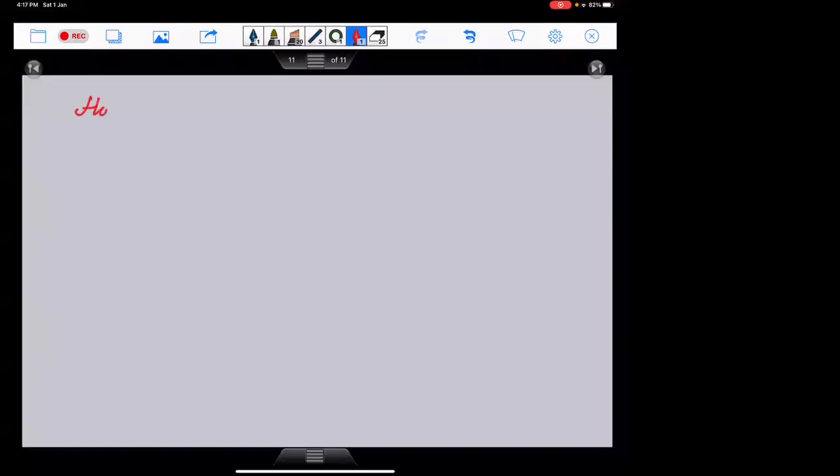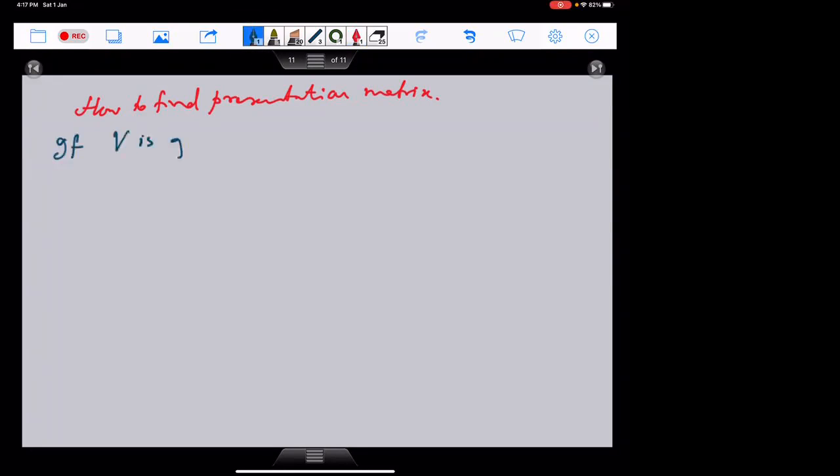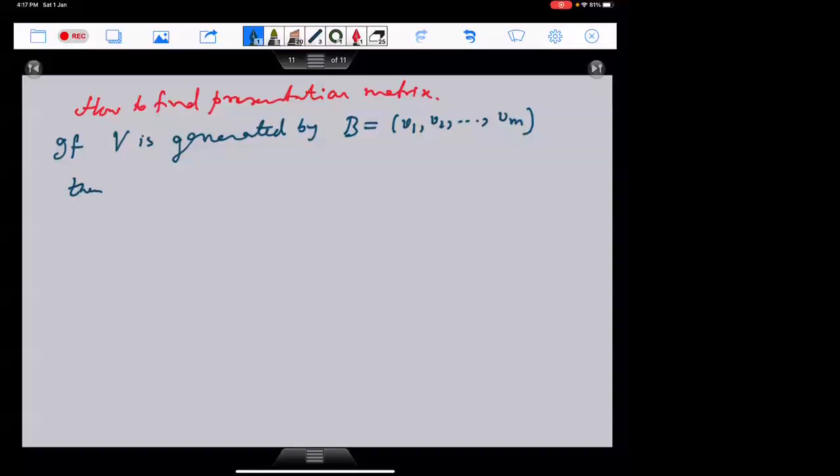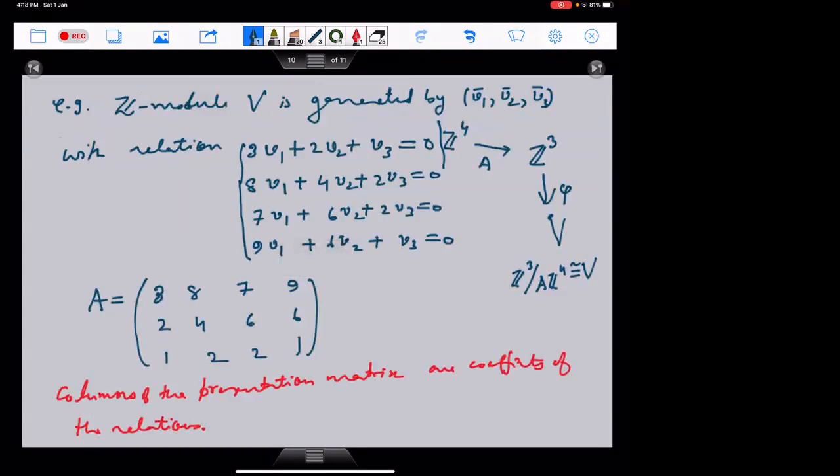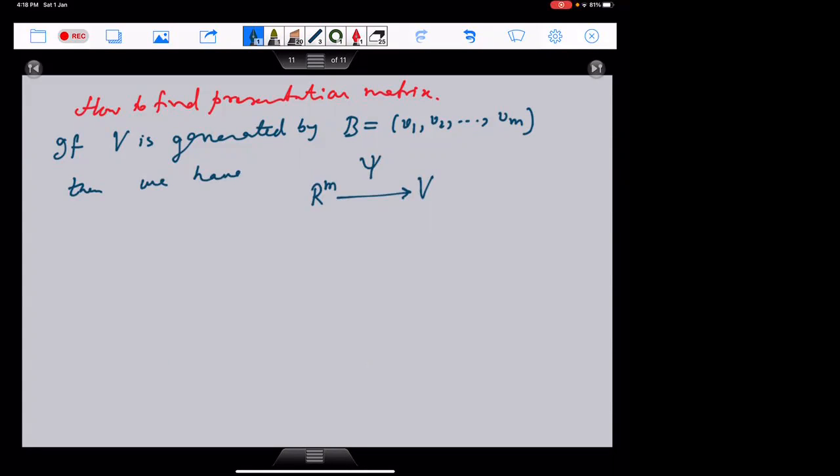So how to find the presentation matrix? If V is given, maybe V is generated by B, which is V1, V2, Vm. Then we have a map, which I call Phi, maybe. Now I'm writing psi, from Rm to V. This is what we have said, from R3 to V. Same thing I'm writing more generally. What is the map? Any x going to Bx. And this is a surjective map.